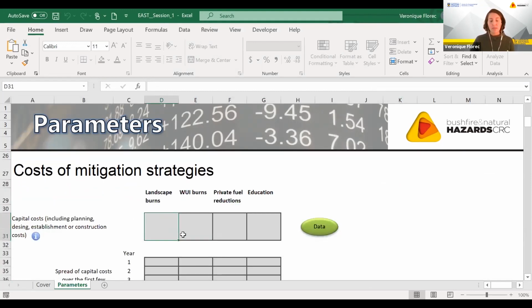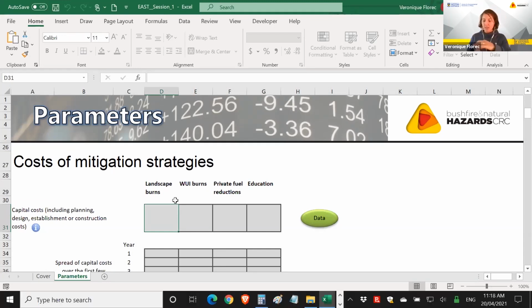So now here appears the first section of the tool that will require data. In here, we're going to insert all the information that the tool needs to conduct the economic analysis, to conduct the benefit cost analysis. And this is usually the information that you require to be able to actually conduct a benefit cost analysis. So in the first box here, we're going to insert what we call capital cost.